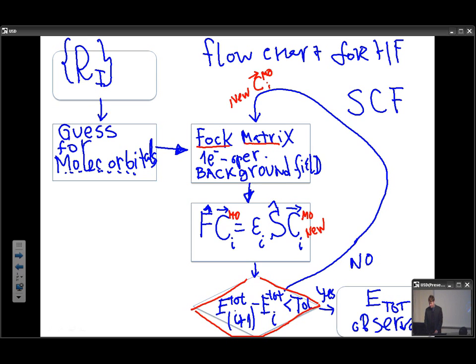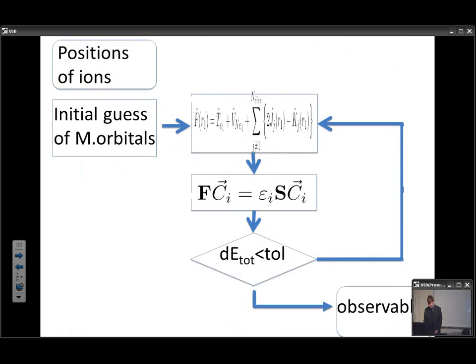Let's check whether we were doing the right thing. Let's compare our knowledge with Wikipedia. Oh no, not with Wikipedia, with what I was doing. So here are just the same words: position of ions, initial guess, equation for self-consistent field. And here are the terms that enter the Fock matrix: kinetic energy, electron interaction with nucleus, and two terms for electron-electron interaction, Coulomb and exchange.